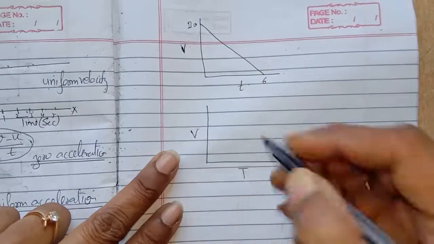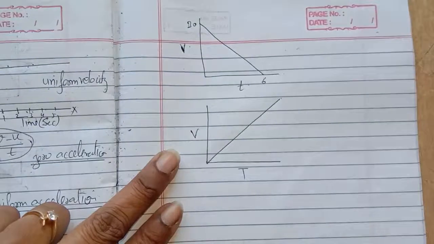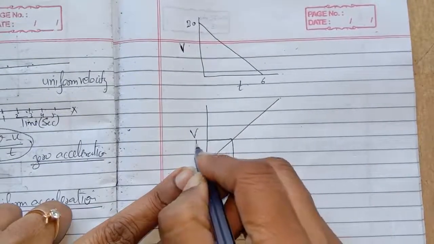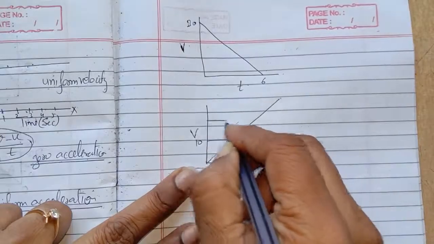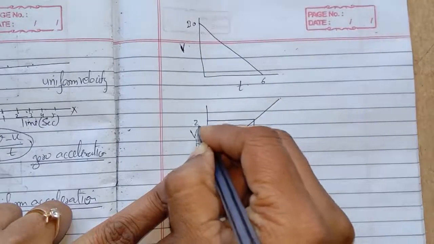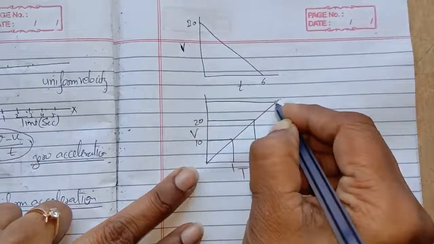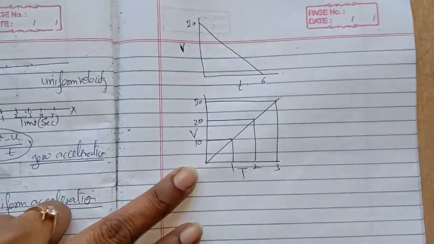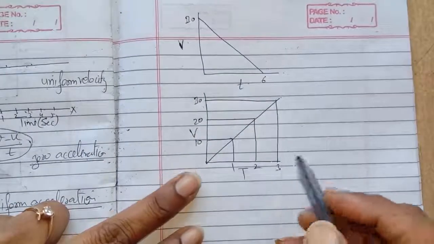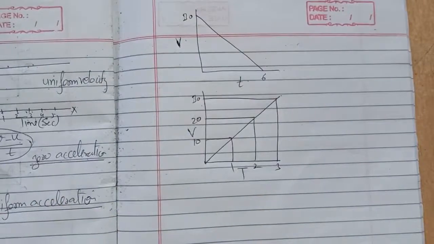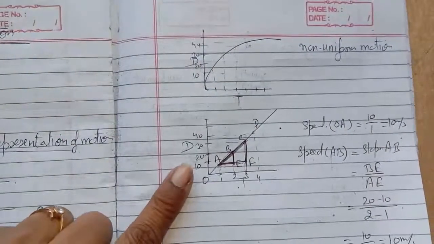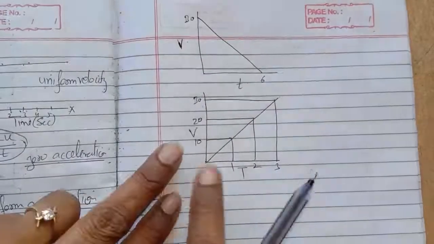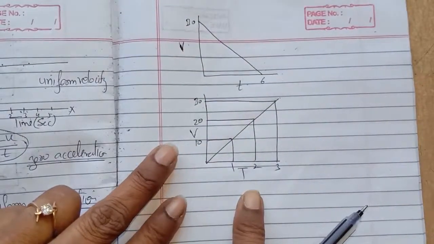So this is a VT graph and this type of graph is this. In this graph, suppose the body has 10 velocity in 1 second. It has 20 velocity in 2 seconds. It has 30 velocity in 3 seconds. Same as you did in the DT graph for finding the velocity, the same thing you will do in this type of graph, that is the VT graph, for finding the value of acceleration.